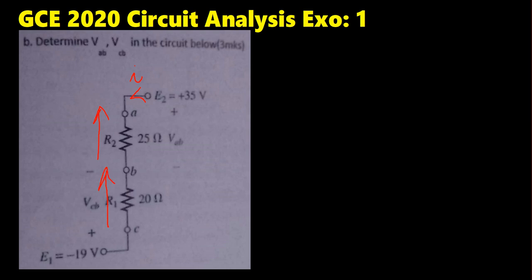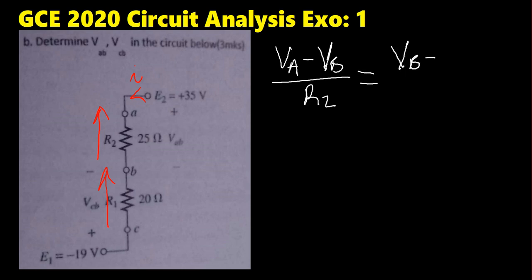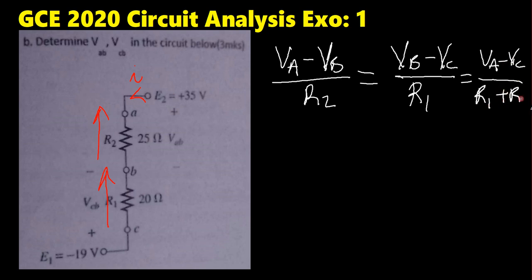The current flowing through resistor R2 is equal to VA minus VB all over R2, which will be the same current flowing through the resistor R1, which is equal to VB minus VC all over R1, which is also equal to the main current flowing through the two resistors, which is equal to VA minus VC all over the sum of the total resistance, which is R1 plus R2.